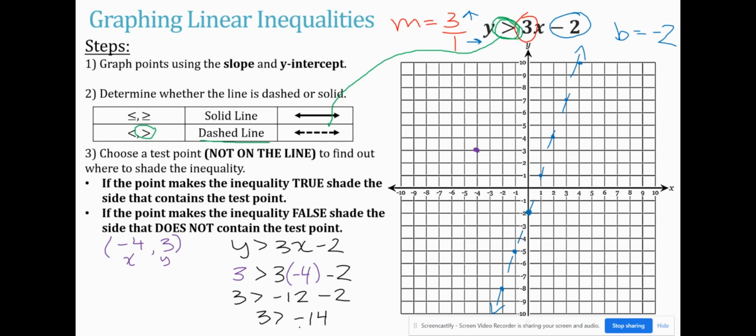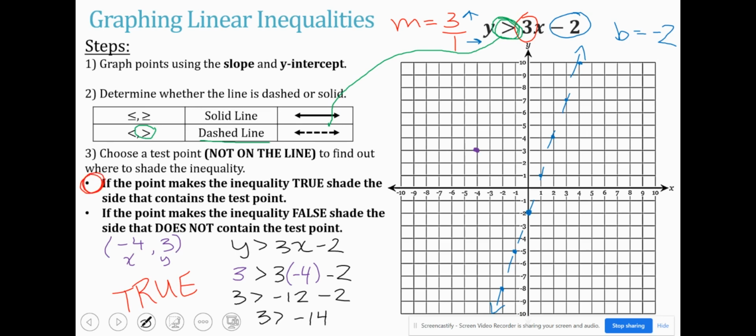And we have to think, okay, is this true? Is 3 greater than -14? It's a positive number. All positive numbers are always bigger, greater than negative numbers. So this is true. So I'm going to write true. So that's this scenario here.